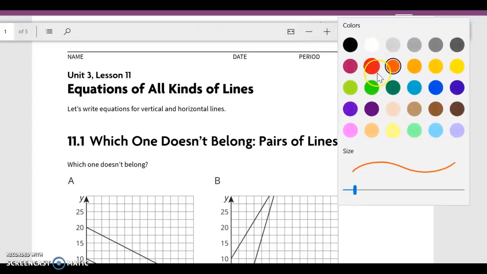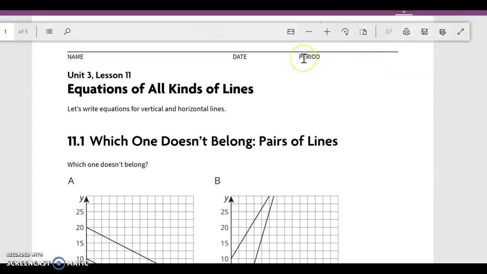Alright, starting out with Unit 3, Lesson 11. Today is November the 5th. I'm going to go ahead and write down the date right here. 5th. Okay. We're going to write equations for vertical and horizontal lines.